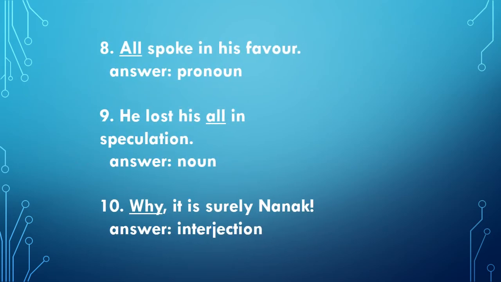Question number 8. All spoke in his favor. Here all represents pronoun. Why does it represent a pronoun? Because this word has been used instead of a noun. Now see, in place of using the word all, we could have used Mr. A and Miss B spoke in his favor. Or maybe we could have also said Mr. A, Mr. B and Miss C spoke in his favor, or maybe multiple more names.